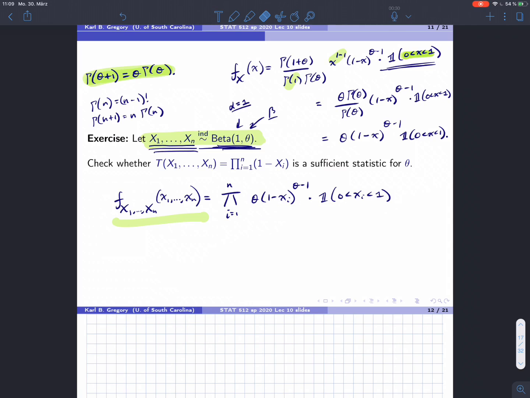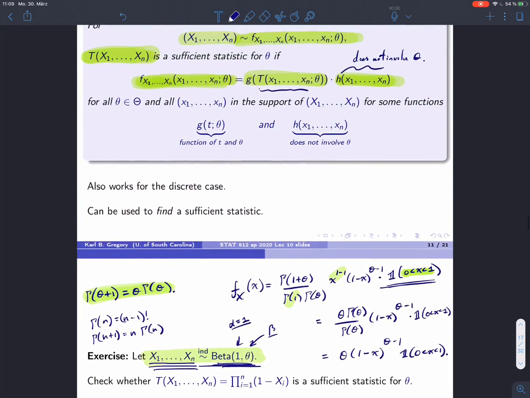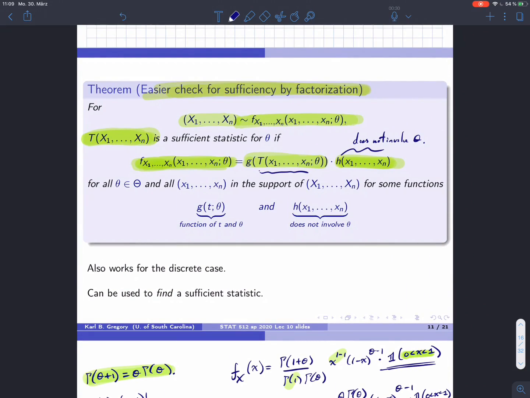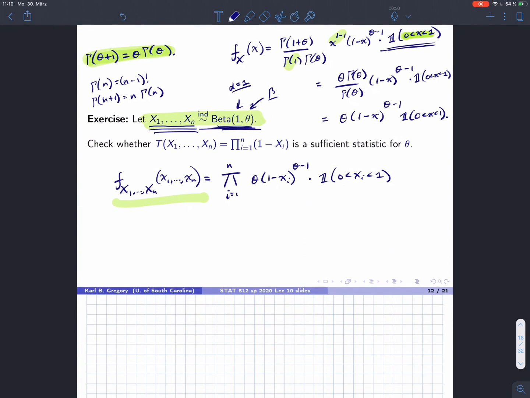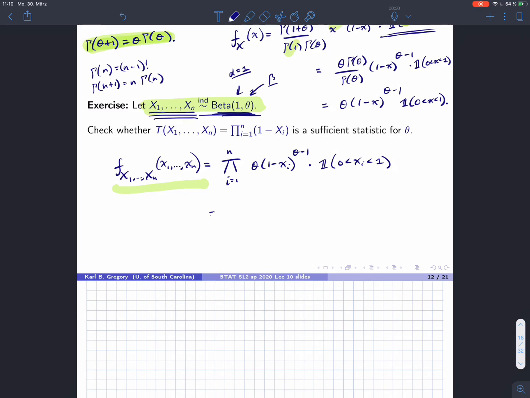Okay, now what in the world were we trying to do again by using this factorization theorem? It says T is a sufficient statistic if, when I write down the joint PDF, I can somehow write it as the product of two different things, one of which is a function of that statistic and the parameter, and the other of which doesn't involve the parameter, but just involves maybe the data values. So let's see if we can do that.